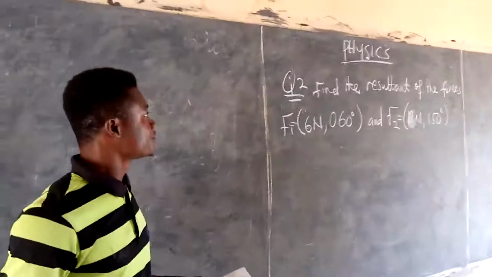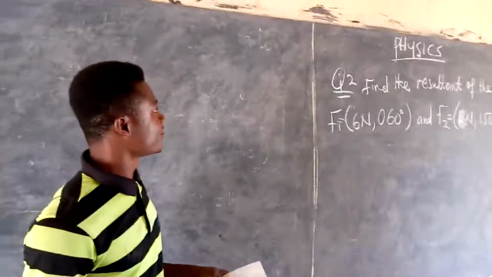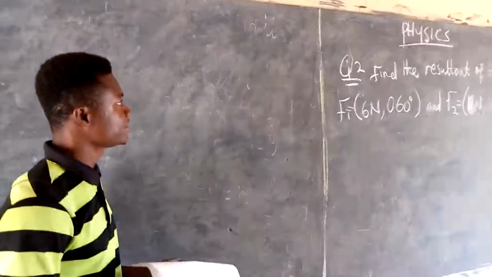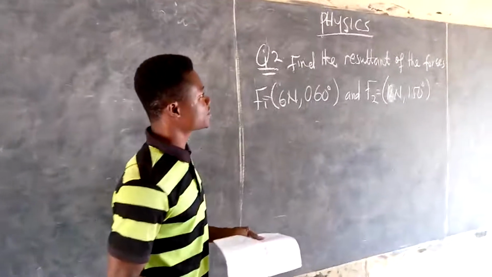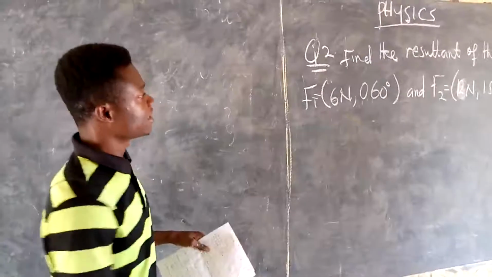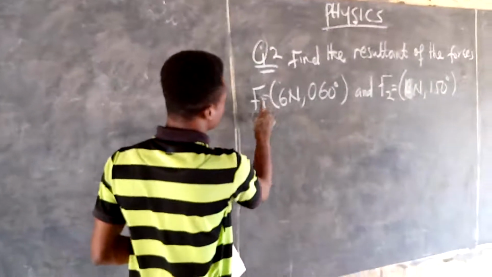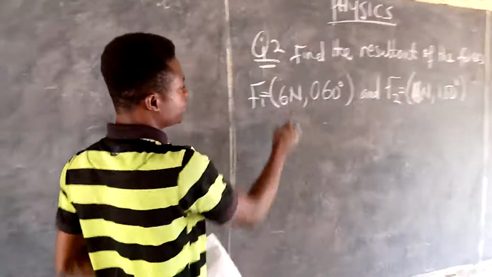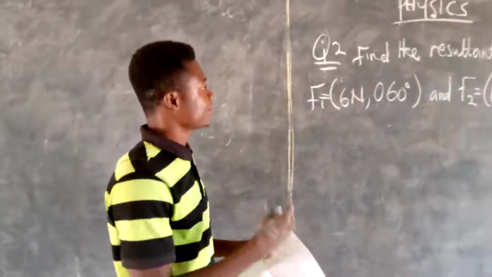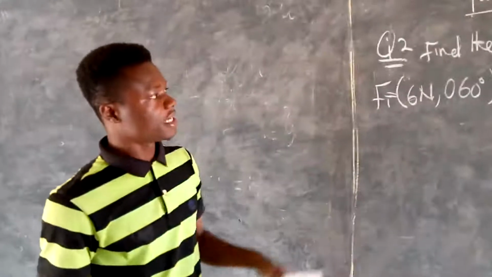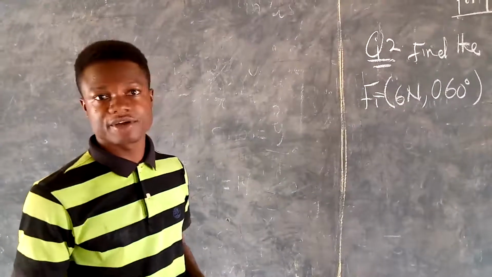Okay, so I continue from where we ended the other day, and this is question 2. Find the resultant of the forces. These are the forces. We have force 1 giving us 6 Newton with a bearing of 60 degrees, and force 2 giving us 12 Newton with a bearing of 150 degrees.